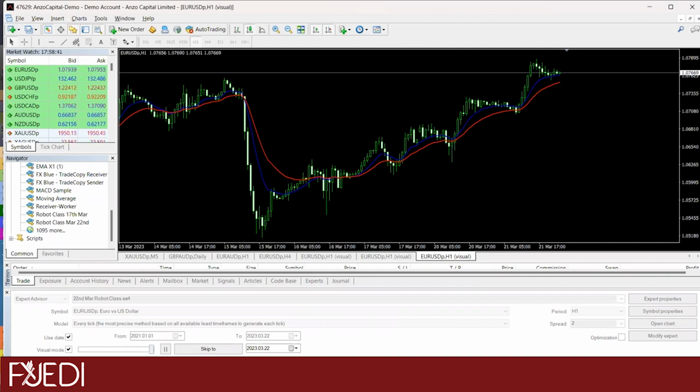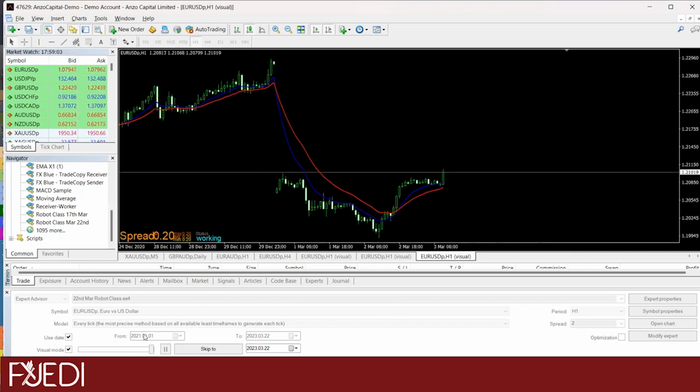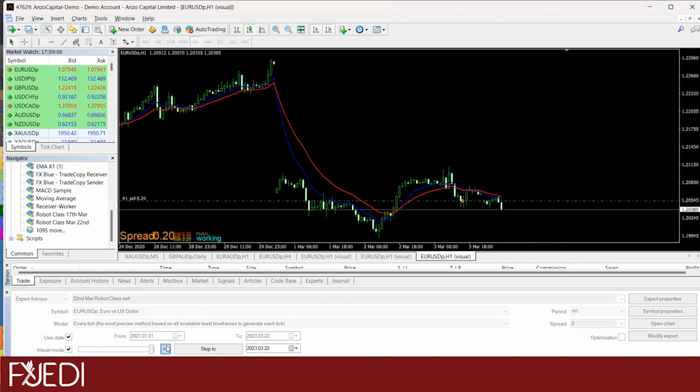So we just allow this to load up. What it's doing is drawing in all the data from the period that we just set, which is from the 1st of January 2021 to today's date. Okay, so now you can see it's loading. So I'm just going to pause, right?